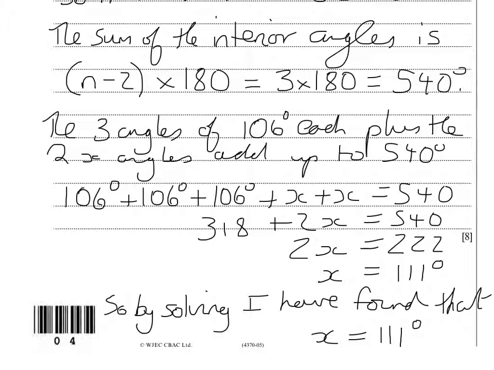Writing that as an equation, we've got 106 and 106 and 106, plus our 2x, which gave us 540. And by solving it, we've ended up with x equals 111 degrees. Now, thinking about our HIAD acronym, our last D was to decide on our answer. By solving, I have found that x equals 111 degrees, and it's important that we sum up by writing a concluding sentence. Therefore, we've managed to gain our 8 marks.